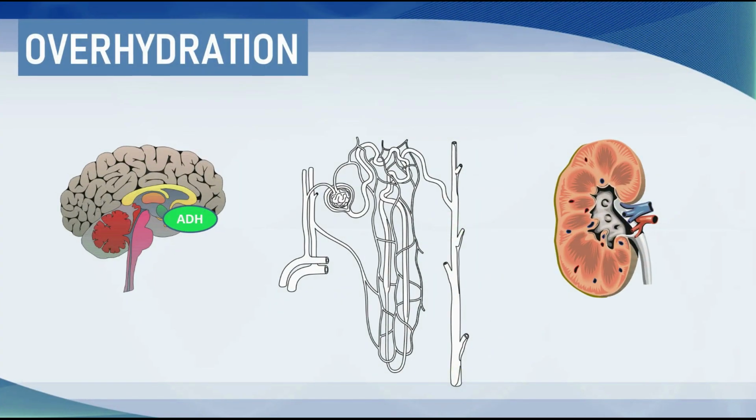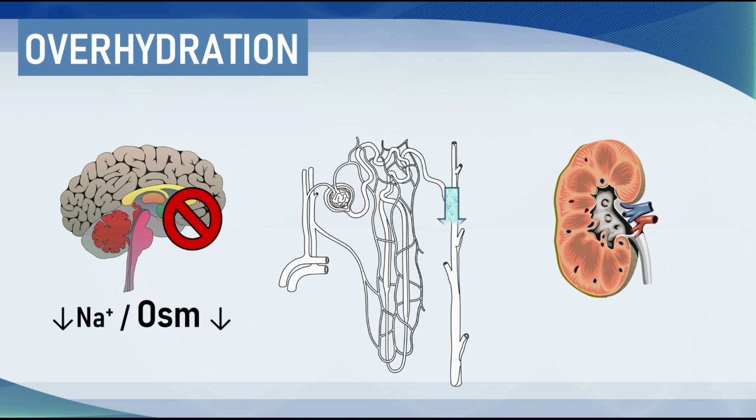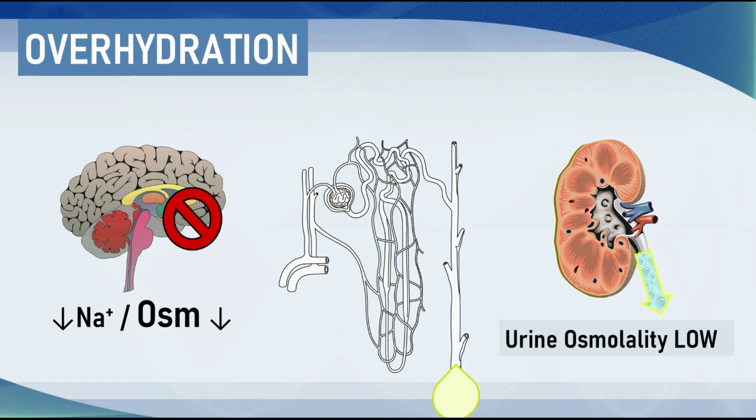In the setting of overhydration, for example, when one drinks a lot of fluid like water, tea or beer, then the plasma sodium and serum osmolality fall, antidiuretic hormone release is suppressed, and less water is reabsorbed by the kidney. Consequently, the urine is dilute looking and the osmolality of that urine is low. How low? Less than 100 milliosmoles per kilogram.